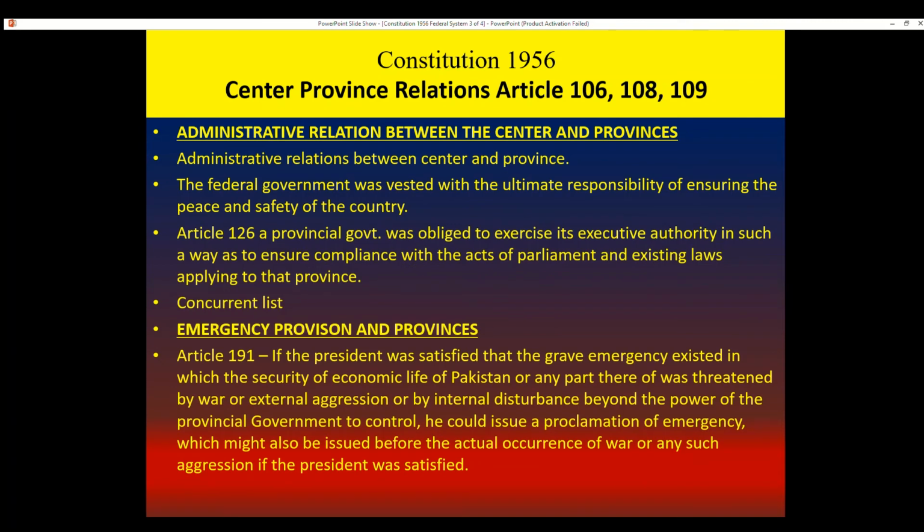As far as administrative relations between the center and the provinces are concerned, the federal government was vested with the ultimate responsibility of ensuring the peace and safety of the country. This is a very vague statement. The central government was empowered to interfere in any province at any time. Under Article 126, a provincial government was obliged to exercise its executive authority in such a way as to ensure compliance with the acts of parliament and existing laws applying to that province. The concurrent list was already discussed; both were entitled.